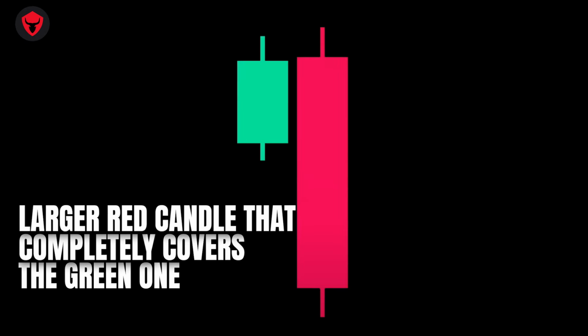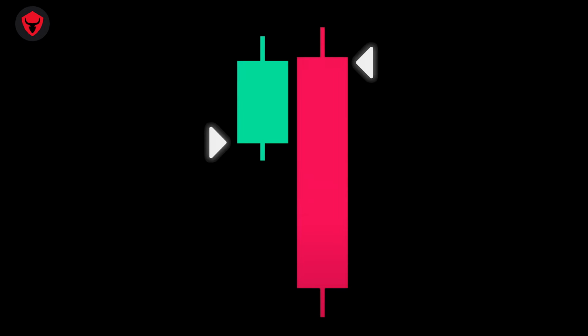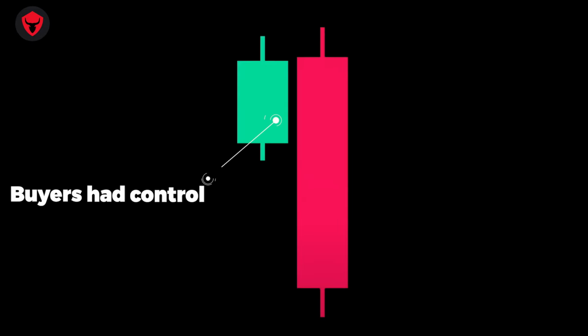This pattern starts with a green candle, followed by a larger red candle that completely covers the green one. The red candle has a lower low than the previous green candle and a higher high than the prior candle. To comprehend the psychology behind this trend, examine the following. Initially, the buyers had control, as demonstrated by the green candle. However, when the following candle opens, buyers strive to drive the price higher, eventually surpassing the previous candle's high.